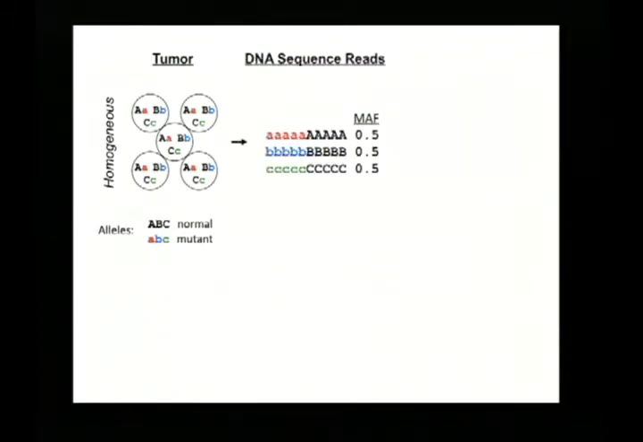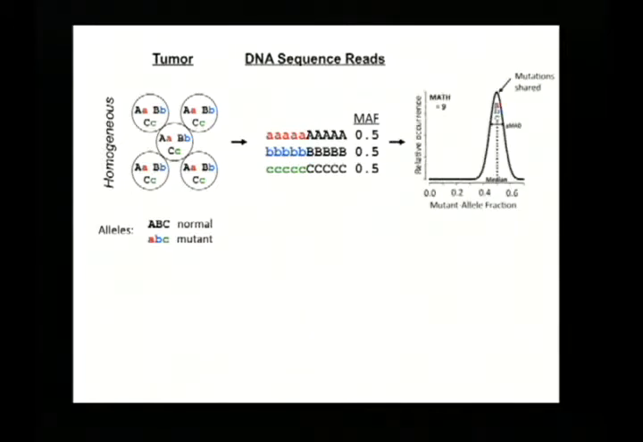Next slide. So this is how math works. Next slide. So imagine a homogeneous tumor, mutant and normal alleles. Every single one has the same thing. Very idealized. Next slide. No contaminating cells. And the mutant allele fractions, every single one is going to be 0.5. Next slide. And the distribution of that is going to be very narrow. And the median, which represents the mutant allele fraction, is going to be about 0.5.